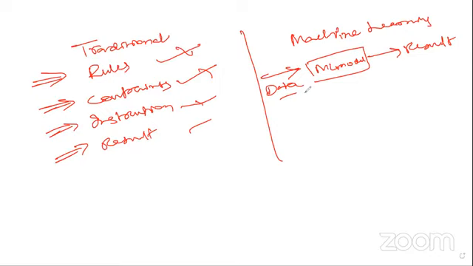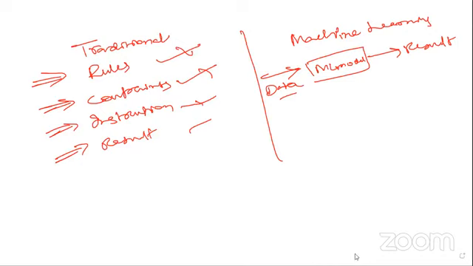Suppose I need a particular analysis of something. If I go the traditional way, firstly I need to design the rules, then constraints, then instructions, then I will wait for the result. But if I go the machine learning way, I just need to gather the data, a lot of data. Then I need to feed this data to the machine learning, and then the machine learning will find the insights about that data and give me the result itself, without making any rules, without defining any constraints, without defining any instructions. So this is the traditional way and this is the machine learning way.